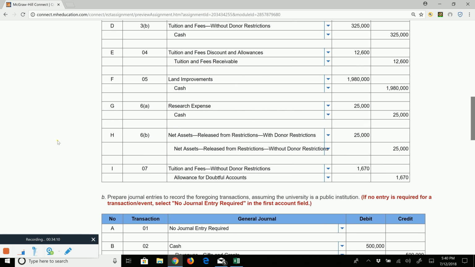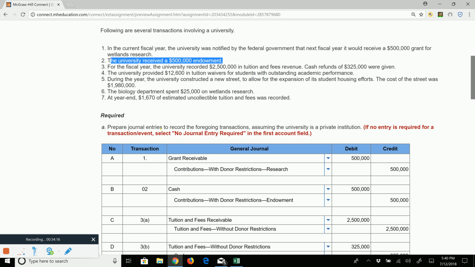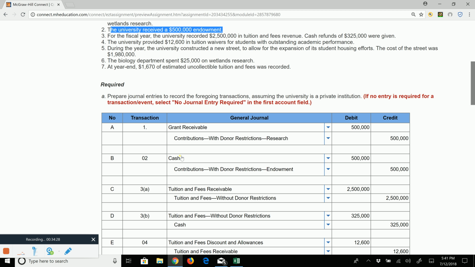Okay, that was number 1. Now let's take a look at number 2. The university received a $500,000 endowment. Remember, endowment means it's basically a permanent contribution that can never be spent. So in a private nonprofit, debit cash, and we will credit contribution with donor restriction.